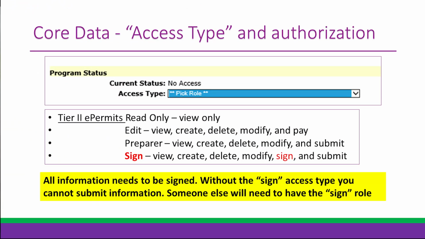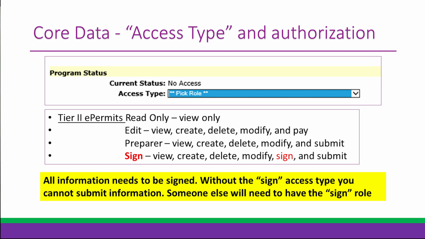Looking at the access type drop-down bar, you will see 4 different access roles: read only, edit, prepare, and sign. Each of these roles carry different authorities in the system, with each higher level also including the permissions of lower roles. If you'll be needing to create, sign, and submit a Tier 2 core data application to create or affiliate TCQ ID numbers, you'll need to select the sign level of access.